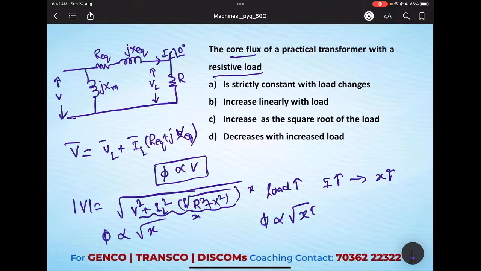So the core flux, how is the core flux going to increase? It increases as the square root of the load. Option is C. Our option is going to be C. Is it clear?